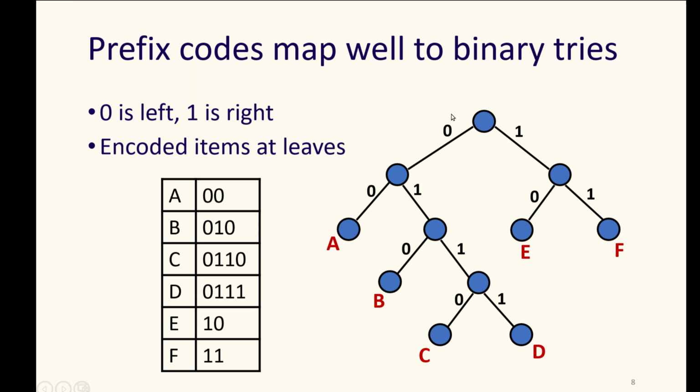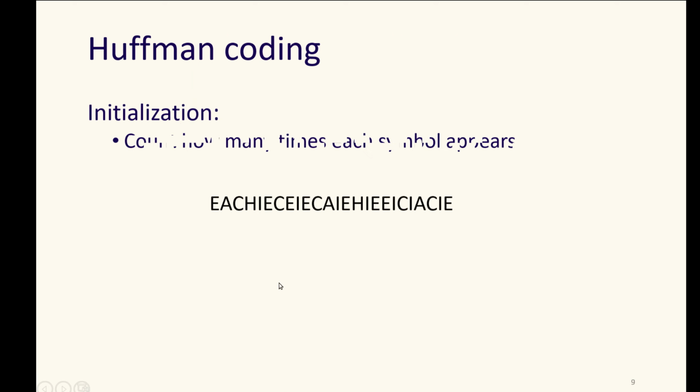So this way is how A got to be 0, 0, because it is left and left again. B was left, right, left, and that gave it 0, 1, 0, and so on. This does not, however, tell us how to build that trie and how to decide which of our letters gets which length of key, because you can see that A is shorter than D, which uses 4 bits here.